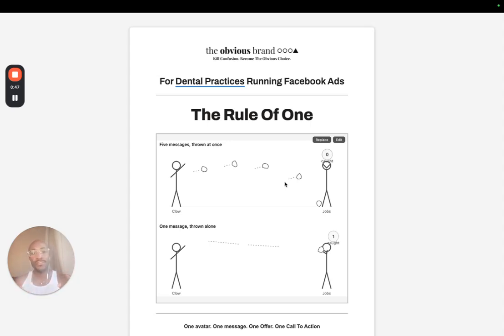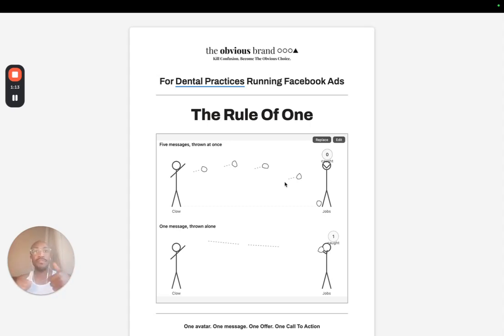Oftentimes when I go onto the Facebook ad library, when I do audits for dental practices, I'll see a specific ad. In that one ad, they're talking about composite bonding, they talk about veneers, they're talking about Invisalign or teeth whitening, all in just one ad. But let's break it down and think about it from the customer's view.